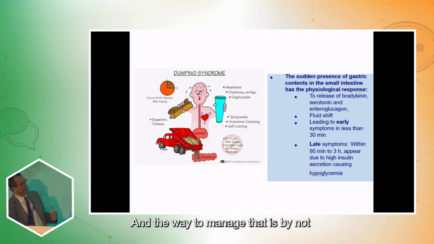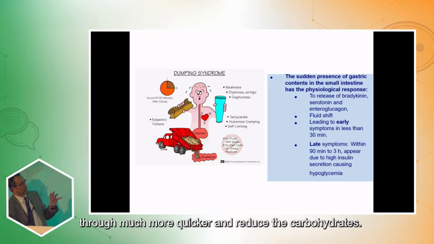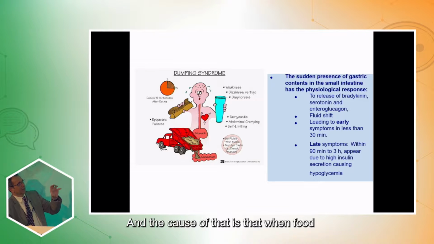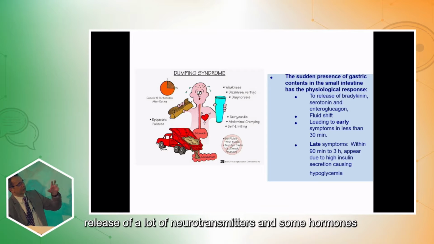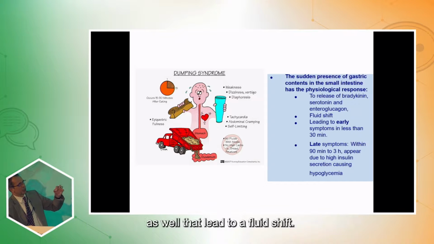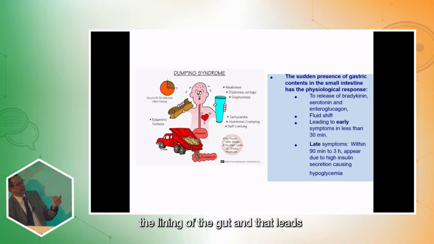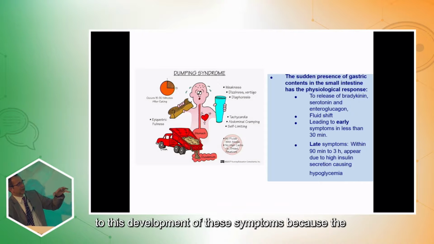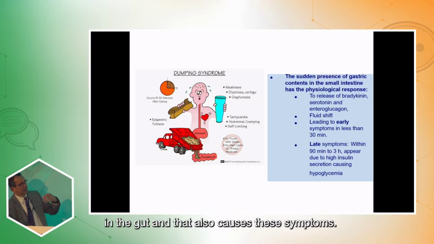The way to manage that is by not drinking fluid with meals, because fluid pushes the food through much more quickly, and by reducing the carbohydrates. The cause is that when food gets into the small bowel very quickly, there is release of a lot of neurotransmitters and some hormones as well that lead to a fluid shift. The fluid moves from the vascular cavity into the lining of the gut, and that leads to these symptoms because blood pressure changes can occur, but at the same time, there's a lot of fluid in the gut, and that also causes these symptoms.